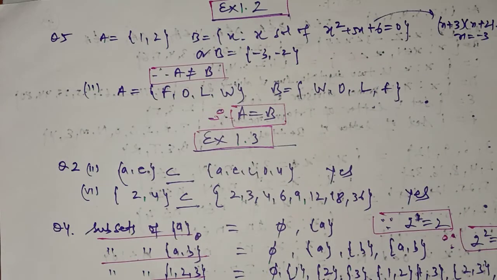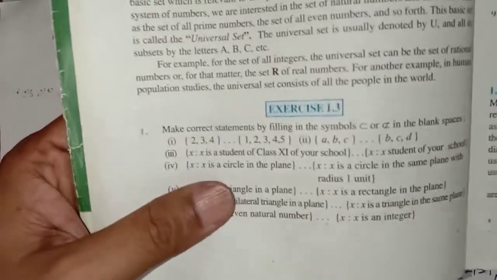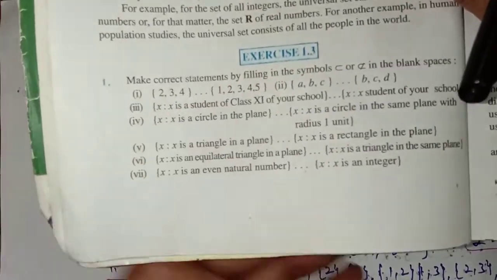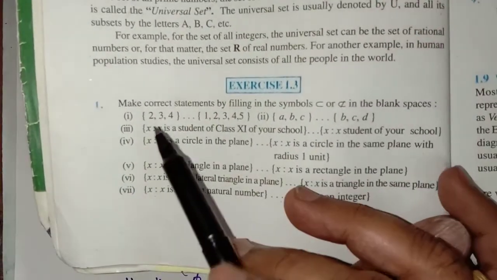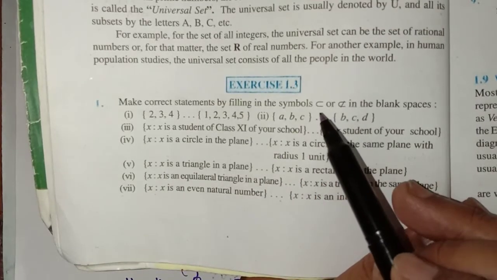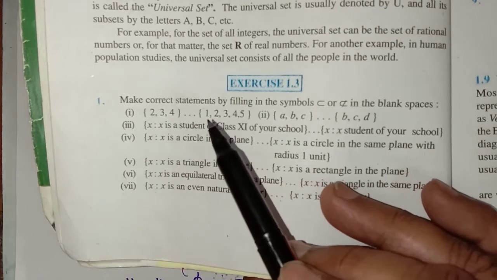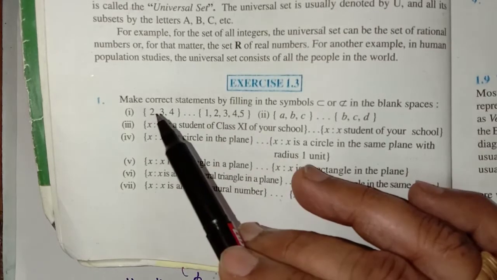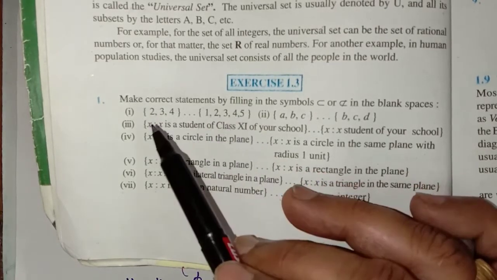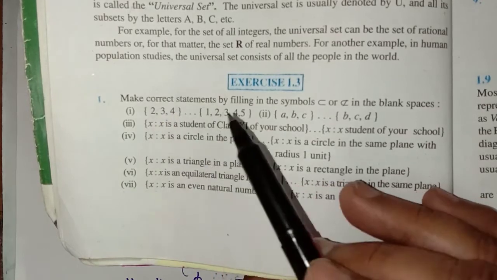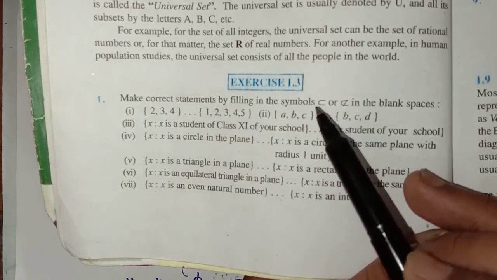Now the third exercise is based on the subsets of a set. In question number 1, you have to tell whether the first set is a subset of the second set or not. Make the correct statement. You have to put the sign of subset or not a subset. So 2, 3, 4, and we have 1, 2, 3, 4, 5. All the elements of this set belong to this set, so we can say that this set is a subset of this. So this sign will be there.